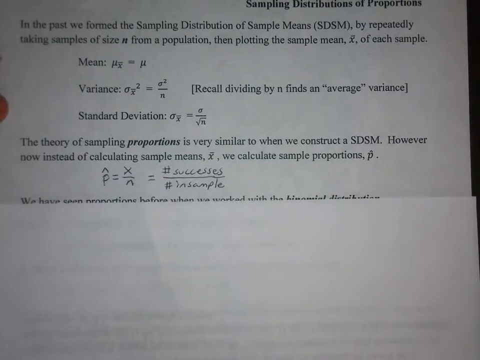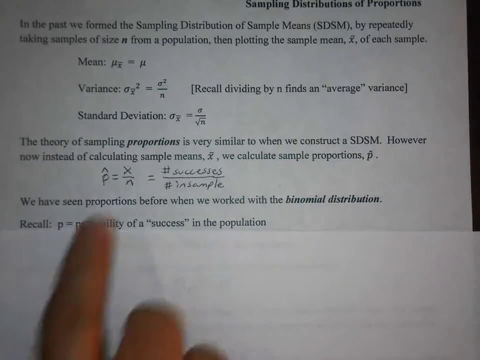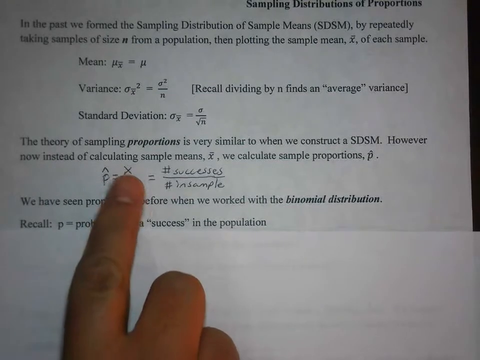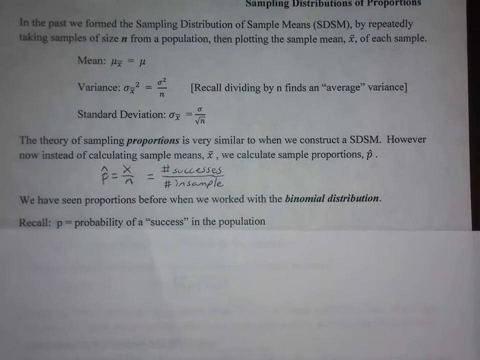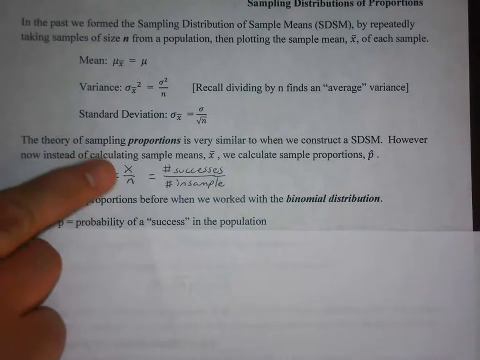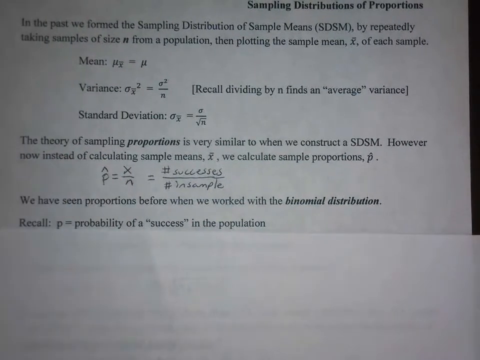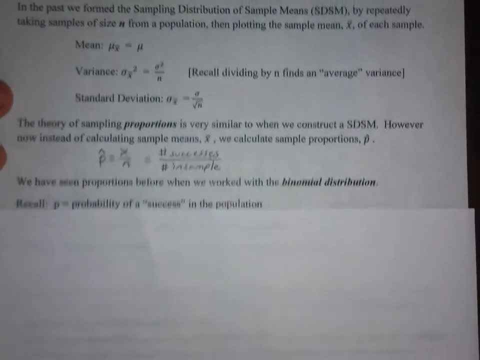So how do we find p hat? It's the number of successes divided by the number in the sample, so x over n. So if we take a sample of, say, 100 people, and we had 40 successes, p hat for that sample will be 40 over 100. So it's very easy to calculate.